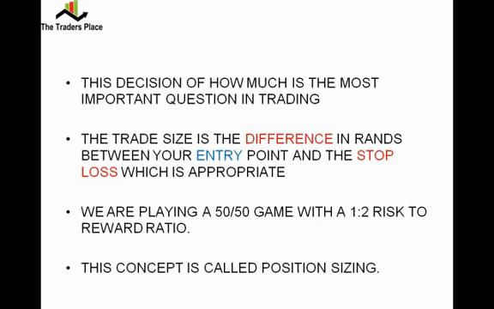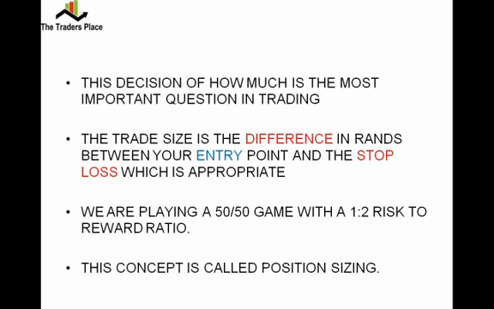Now remember, we chose a 50-50 with a risk reward of 1 to 2. So I'm right half the time, I'm wrong half the time. When I'm right, I make 2. When I'm wrong, I lose 1. And this concept is called position sizing. We use the actual risk to decide how many shares we buy, and it's compared to the price that we enter and the price that we deem a sufficient stop loss.